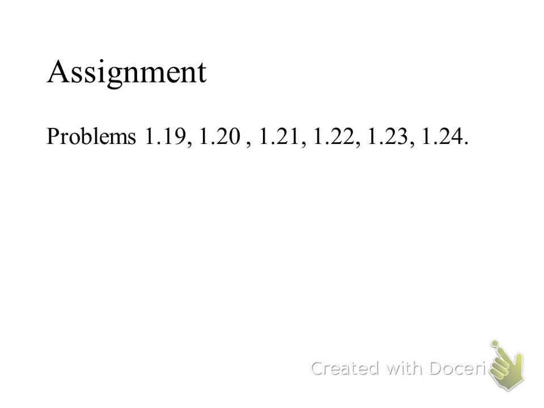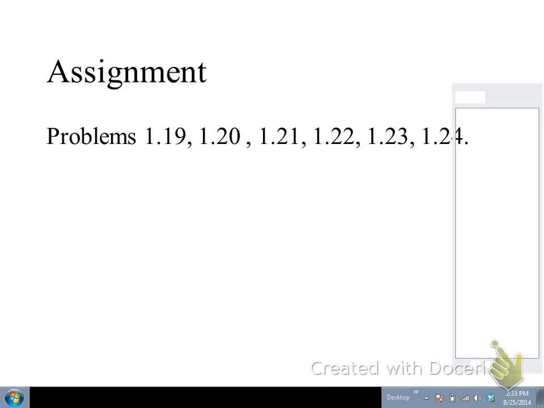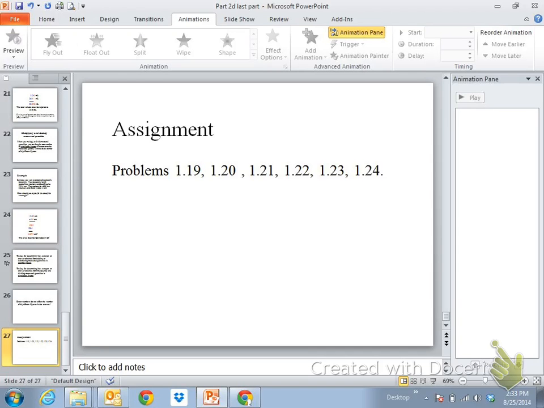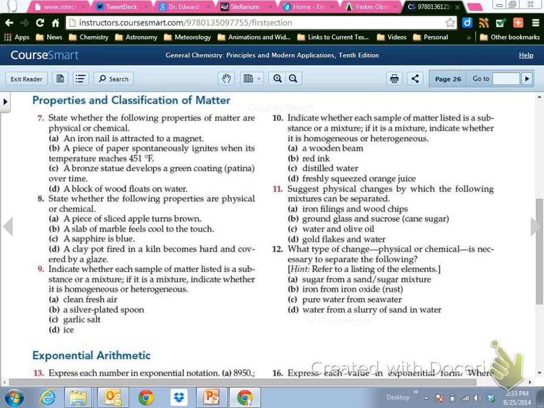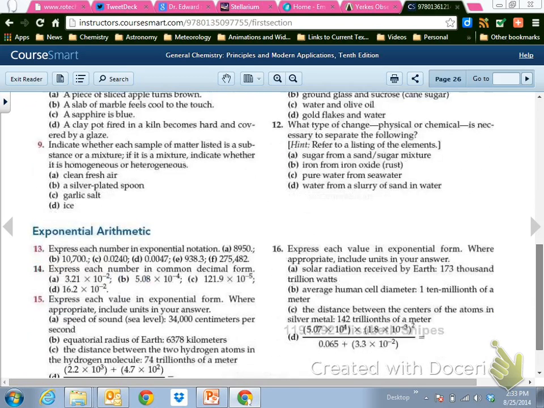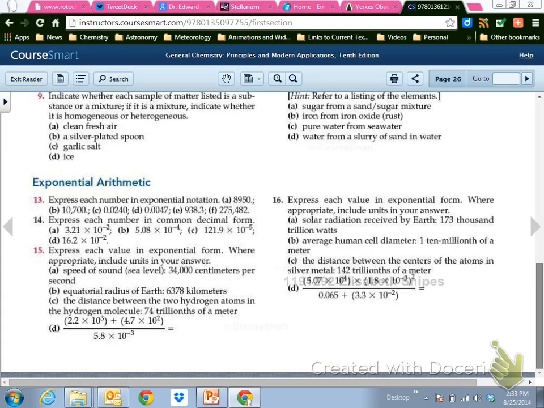So let's take a look right quick at these problems. These will be due on Wednesday. Some of you saw I brought up my online e-text. Sometimes it helps just to take a look. Starting with 19, wasn't it?